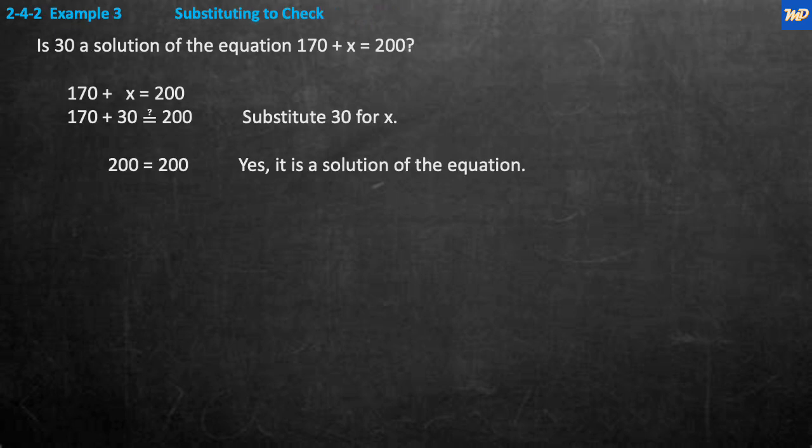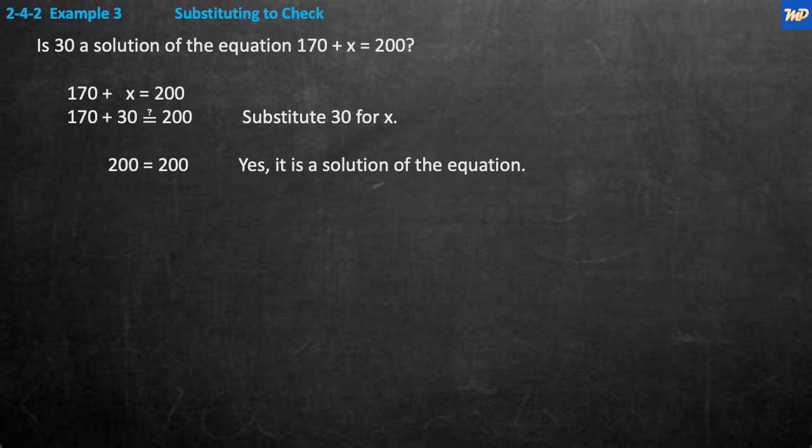Example 3, substituting to check. Is 30 a solution of the equation 170 plus x equals 200? Well, remember what we said: you have to take the variable and substitute it by whatever they're telling you to substitute it by, and see if the equation is true or false. These are all variable expressions, open sentences, because of the variable. Now we have something to replace the variable with, which is a constant, and now it no longer is a variable or an open sentence. You can determine whether it's true or false. So that's what we're going to do now.